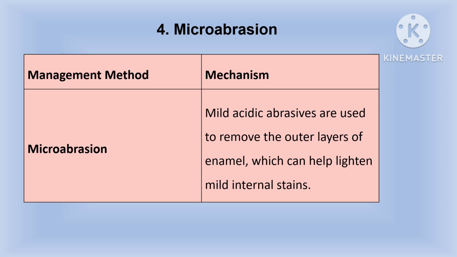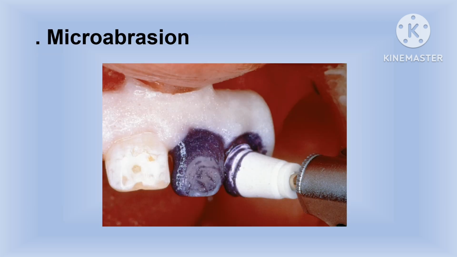Microabrasion is used to treat superficial enamel discoloration and stains caused by factors such as fluorosis, tobacco use, or coffee staining. It is a non-invasive technique to improve the appearance of teeth without the need for more extensive dental treatment like whitening or veneers. This method is used for removing superficial white spots or demineralized areas.